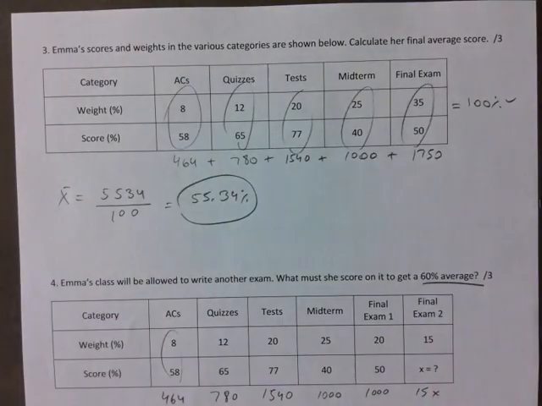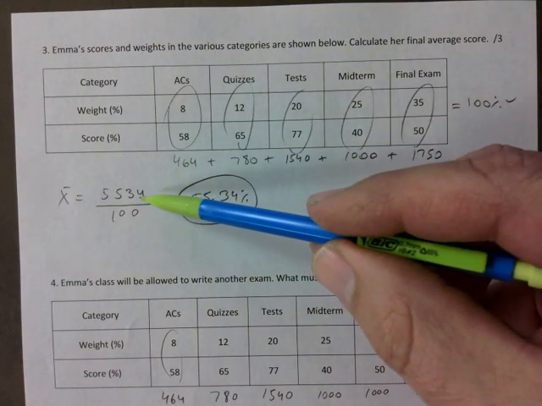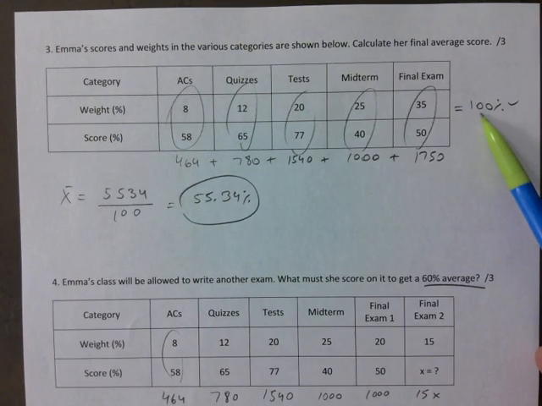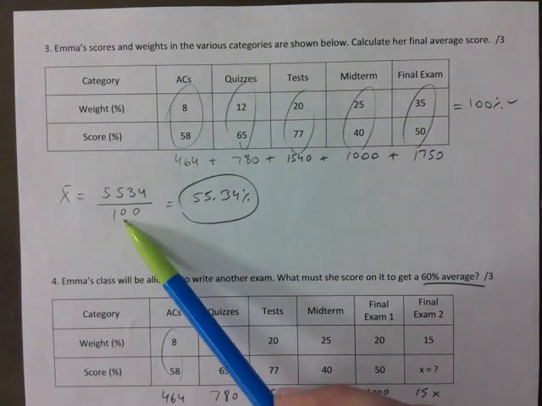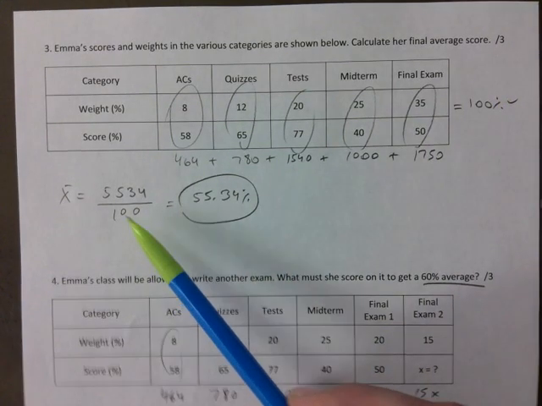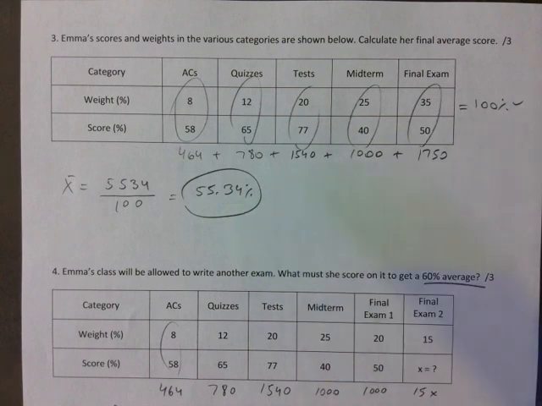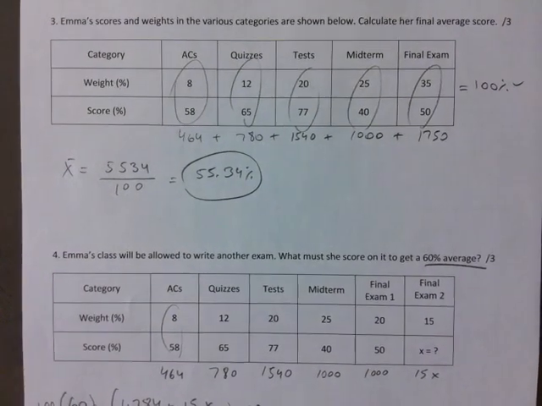So again, you multiply across, I give you 1 mark for that. If I see that you've added your answers, you get another mark for that. In this case, you had to divide by 100 because you identified percentages and one of them adds up to 100, so you're guaranteed having to divide by 100. So this is your average mark here, 55.34%. Emma's average mark. So 3 marks there.